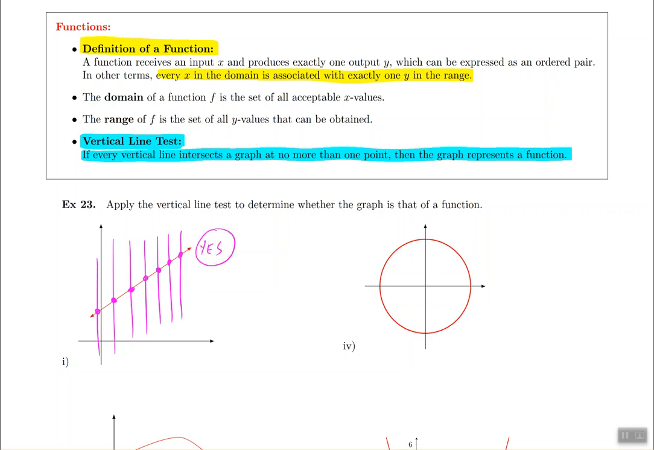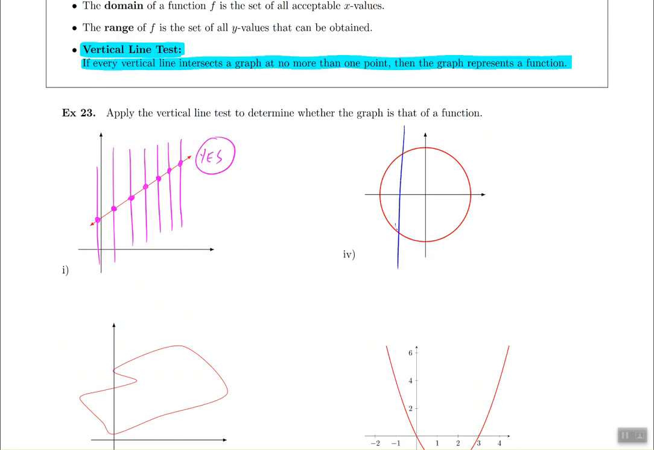It passes the test. Now, if I look at the circle directly across from this, that is an example of something that is not a function. What's the reason for that? Well, all I have to do really is draw one vertical line. It doesn't really matter where I draw it. The vertical line crosses the curve twice. And so, not every vertical line intersects the graph at no more than one point. So in other terms, there's a line that is crossing the picture more than once, which means that this thing is not a function anymore.